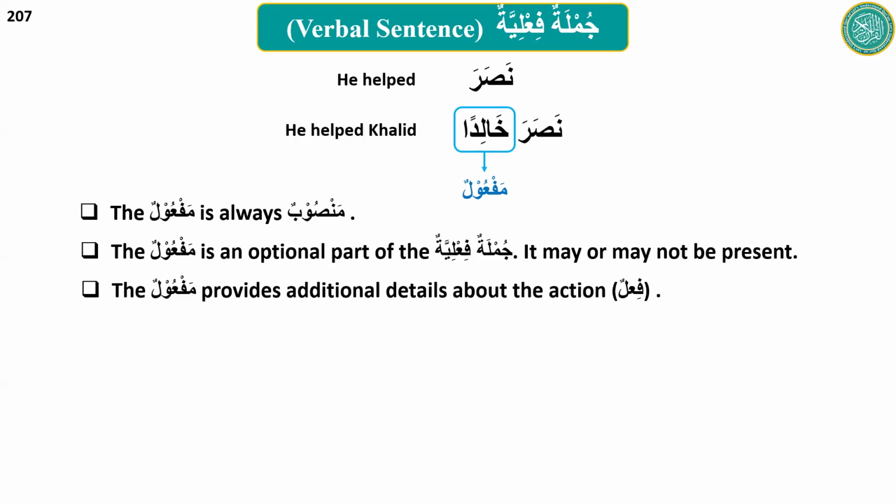And what does maf'ul do? It provides additional details about the action. Like who was the receiver of the action, for example. Where the action took place. That could be also maf'ul. When the action took place. What was the intensity of the action? So the words that describe these things, like they provide additional information about the fail, they are called maf'ul. So fail, fa'il, and maf'ul. These are the three basic components of a jumla fi'liya.